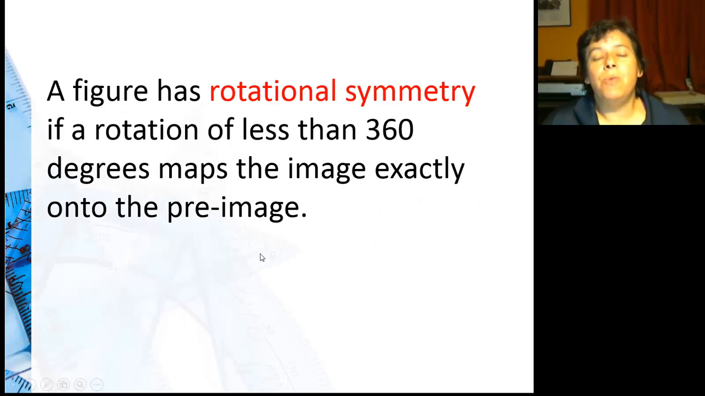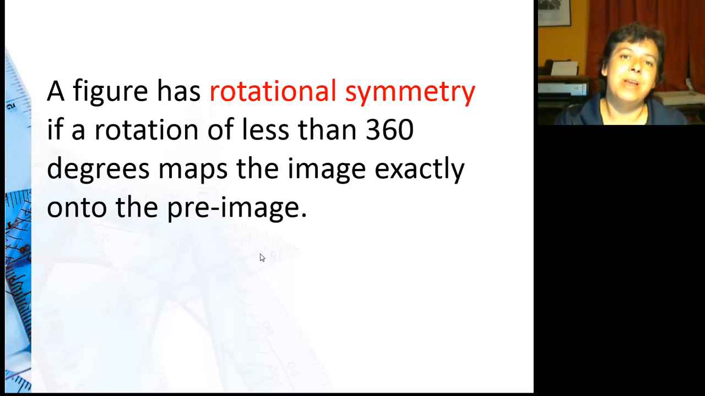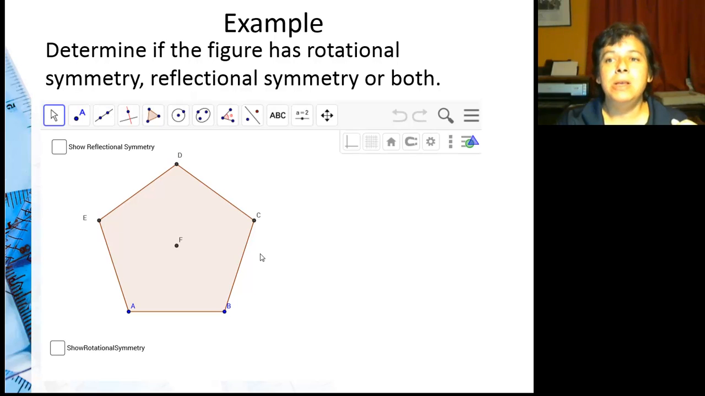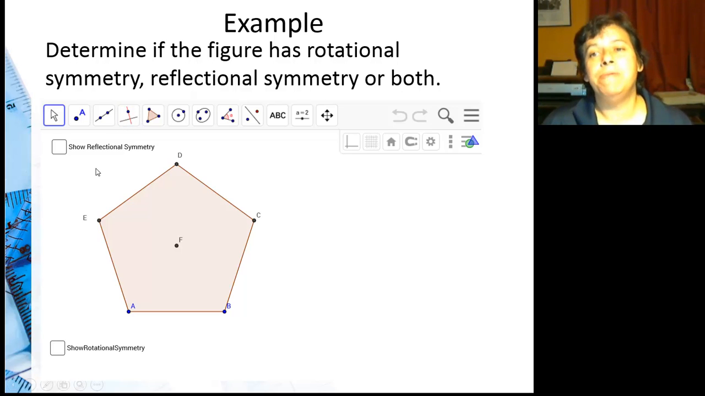The one other thing I wanted to talk about is rotational symmetry. So basically, if I can rotate a figure less than 360 degrees and it matches, it does have that symmetry. Everything has 360-degree rotational symmetry because anytime you rotate 360, you're back where you started and you get the same image. So here I have a figure, and I'm going to determine if it has rotational symmetry, reflectional symmetry, or both. So let's first hit upon reflectional symmetry.